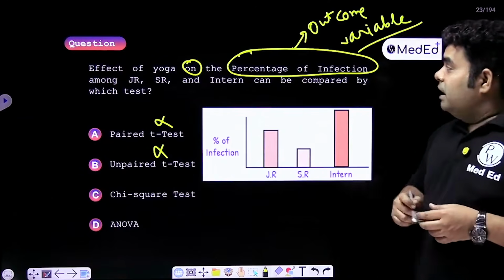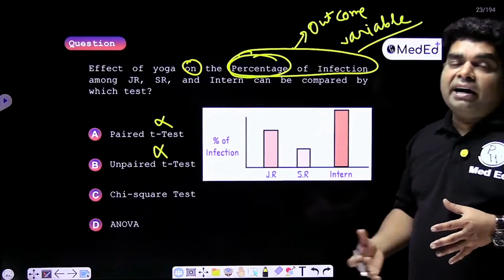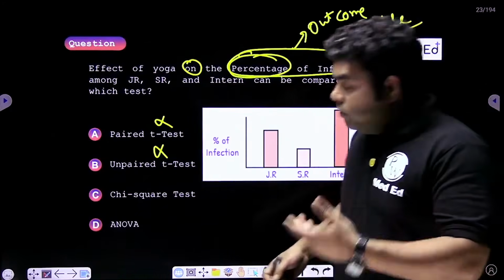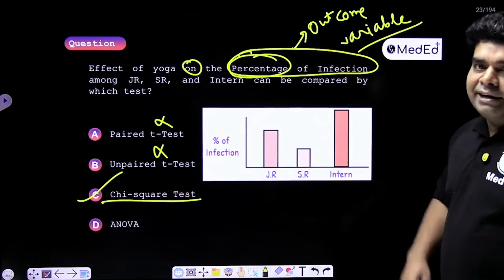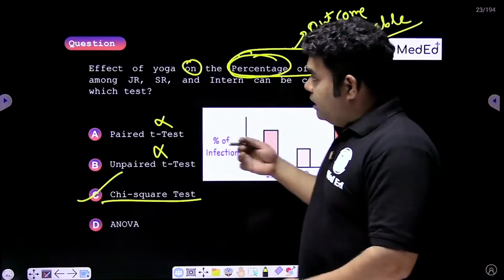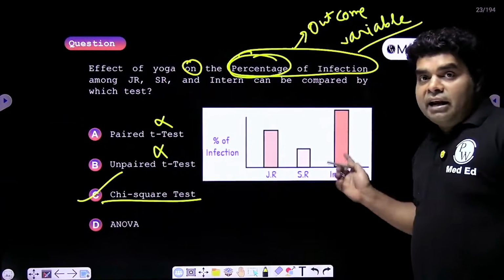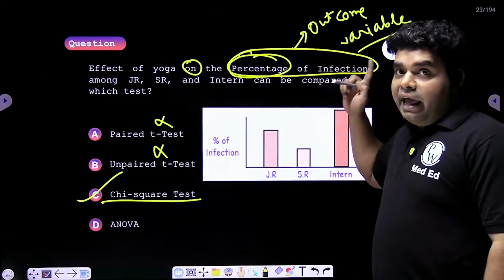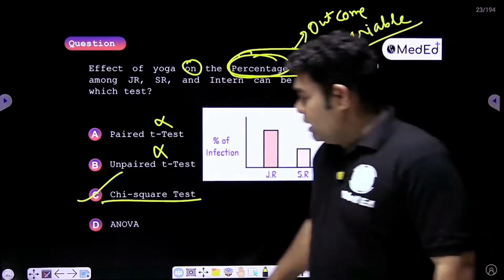Second thing, the data is in percentage, and percentage proportion is for qualitative data, categorical data. And whenever the data is qualitative or categorical for 2 or more than 2 group, we can apply chi-square test. So answer is chi-square test. When in the same question, one more hint is given that it's a bar diagram which is used for qualitative data. So if it is qualitative data, any disease or infection, percentage is given, answer will become chi-square.